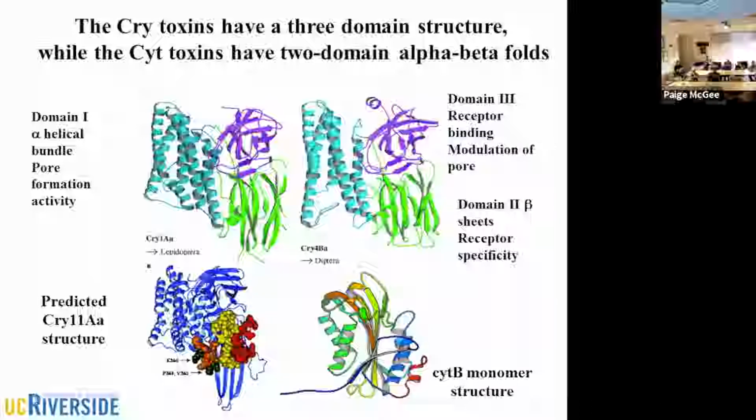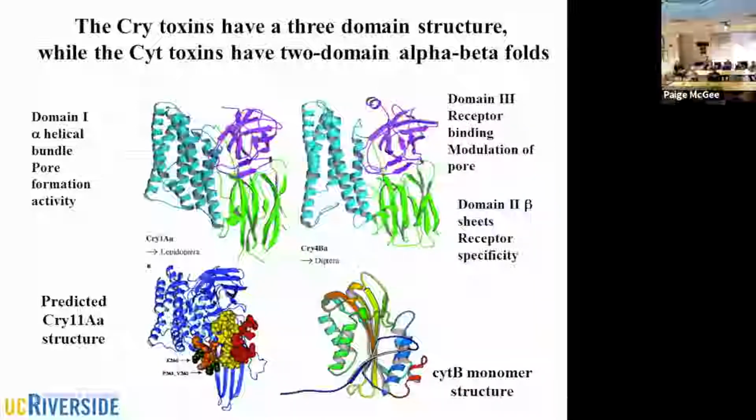So this is a 3-domain type of structure. And that is quite distinctly different from the Cyt toxin structure, which is at the bottom right. In this case, you have the alpha helices covering up basically the beta sheets. And the way these toxins act is slightly different. The way they form pores is different.